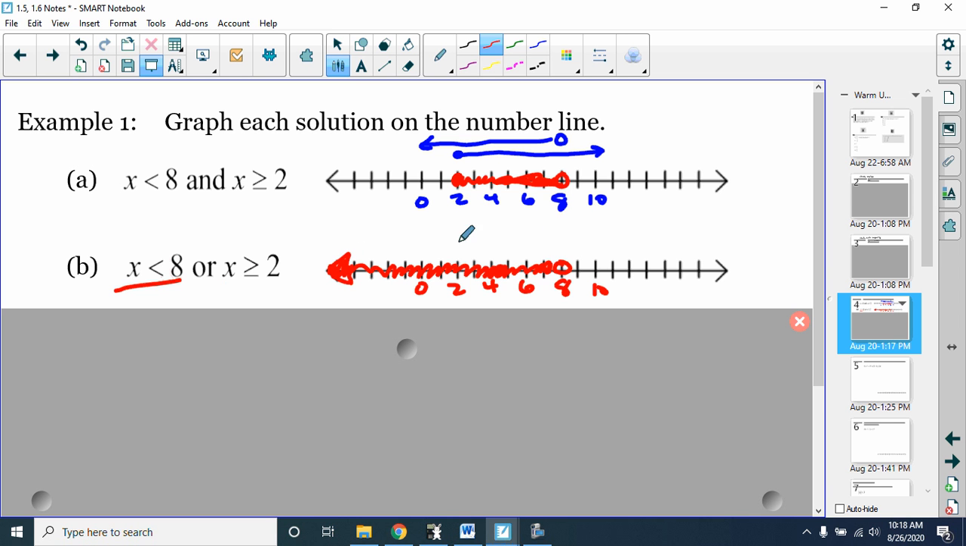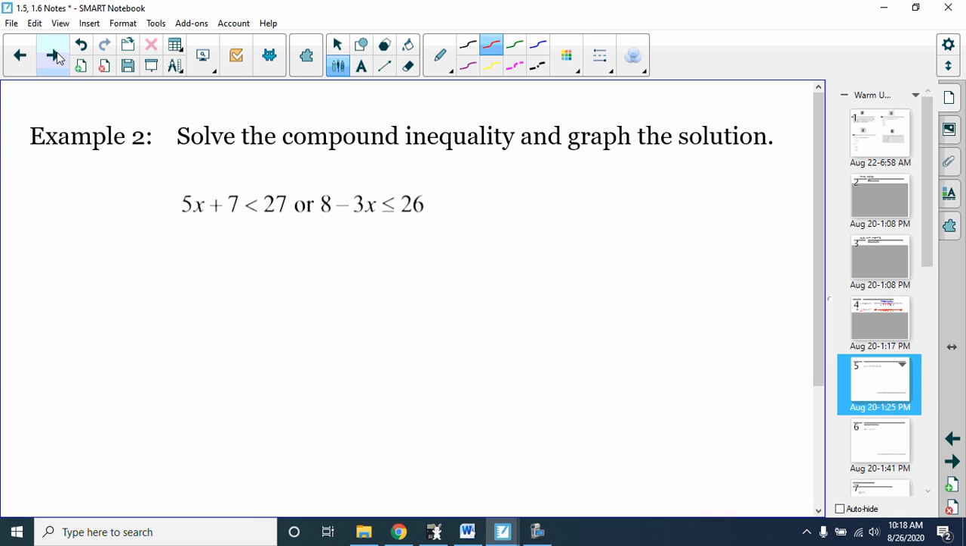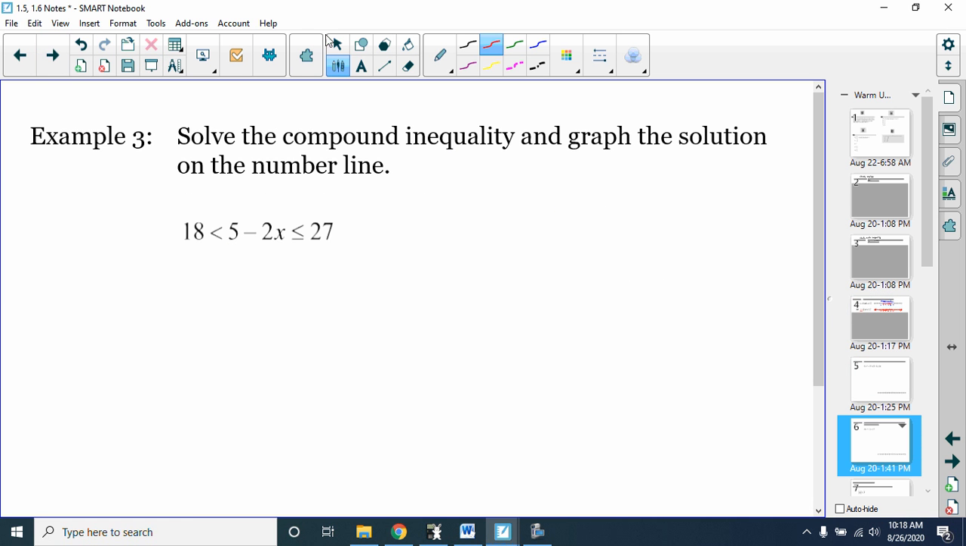X also could be greater than or equal to 2, so I need to shade in everything greater than or equal to 2. And that is going to include that 8 that I did not shade in the first time. And notice in this case, my entire number line gets shaded. So that is graphing compound inequalities.